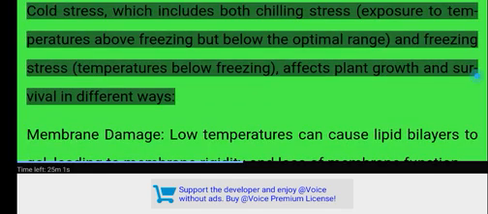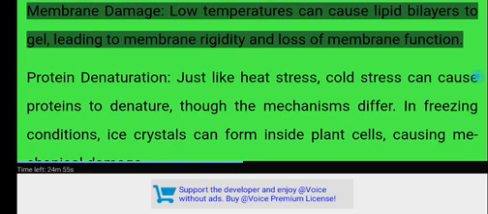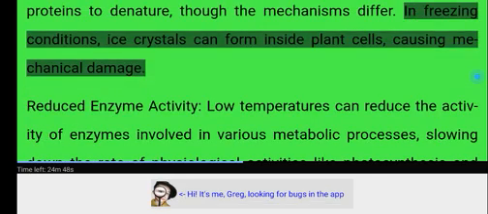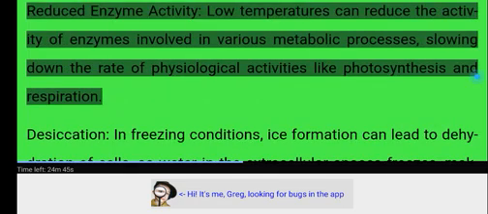B. Cold stress. Cold stress, which includes both chilling stress, exposure to temperatures above freezing but below the optimal range, and freezing stress, temperatures below freezing, affects plant growth and survival in different ways. Membrane damage: low temperatures can cause lipid bilayers to gel, leading to membrane rigidity and loss of membrane function. Protein denaturation: just like heat stress, cold stress can cause proteins to denature, though the mechanisms differ. In freezing conditions, ice crystals can form inside plant cells, causing mechanical damage.